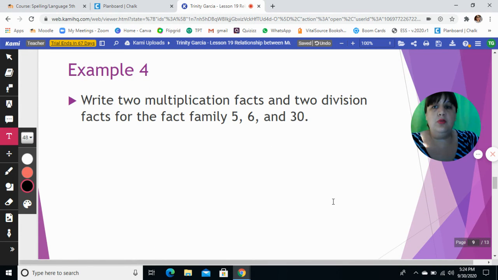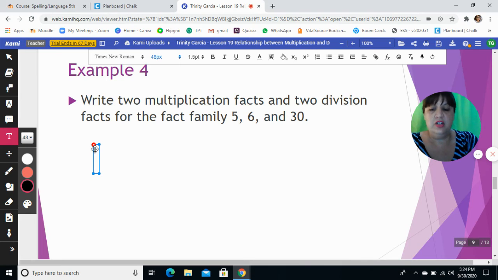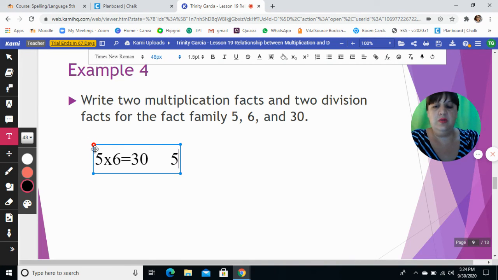Okay, example 4. Write 2 multiplication facts and 2 division facts for the fact family 5, 6, and 30. Okay, you should know how to do this because we've done fact families before, but let's practice together just to be sure. So we could do 5 times 6 equals 30, right? There's 1. We could also do 6 times 5 equals 30.